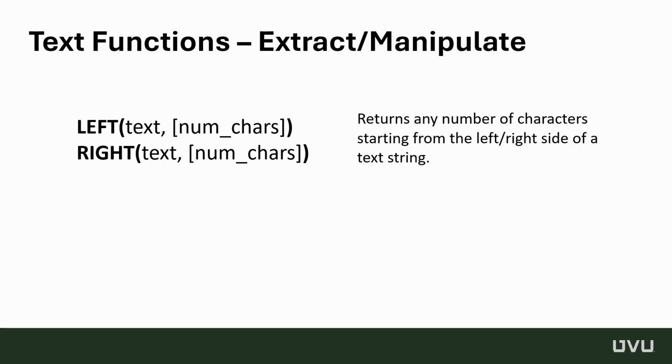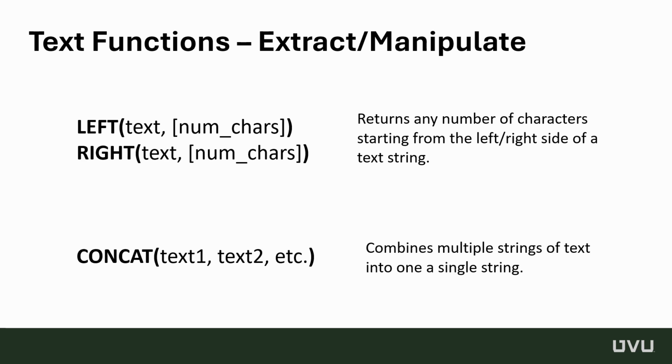I've separated potential objectives for using text functions into two categories. The first one relates to when you are trying to extract or manipulate text. If you want to snag the first or last characters in a string of text, you can use the left or right functions. You first reference the text you want to pull data from, and then you indicate the number of characters you want it to retrieve. It will respectively pull data from the left or right-hand side based on which function you use.